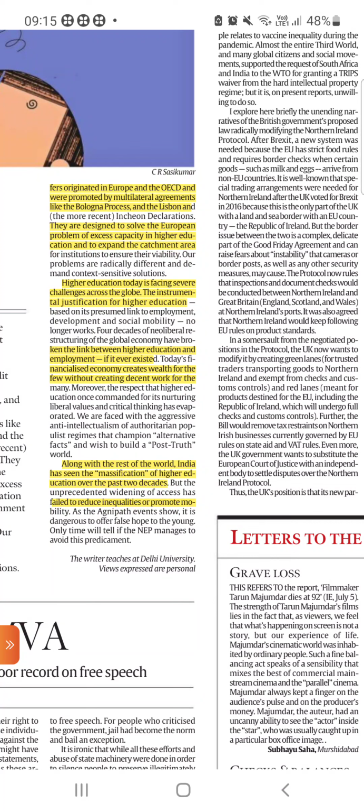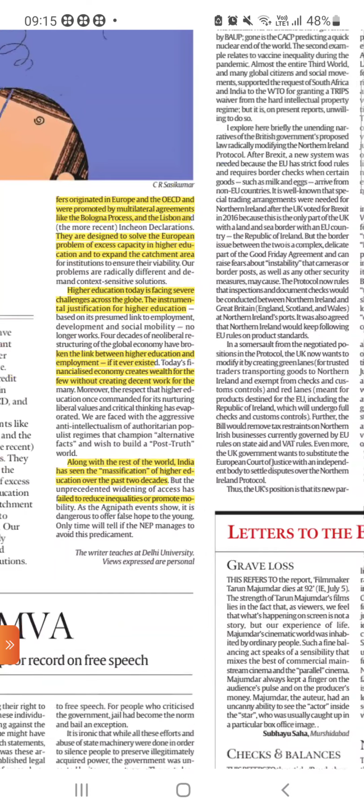Higher education today is facing severe challenges across the globe. The instrumental justification for higher education, the link between higher education and employment, if it ever existed, is broken today. A financialized economy creates wealth for the few without creating decent work for many. Along with the rest of the world, India has seen a massification of higher education over the past 2 decades. But the unprecedented widening of access has failed to reduce inequalities or promote mobility.